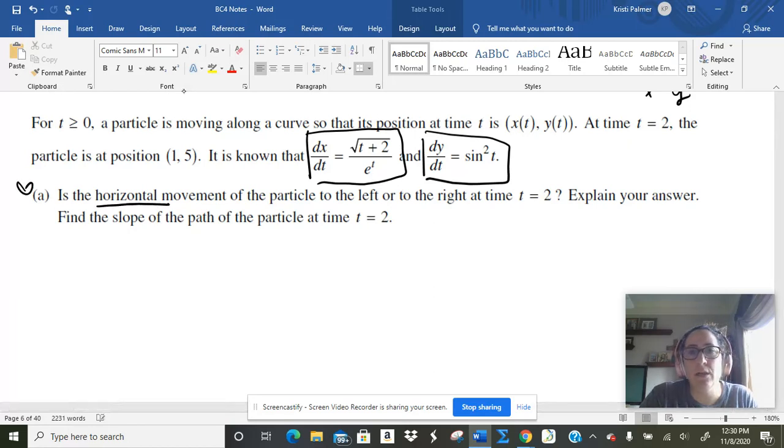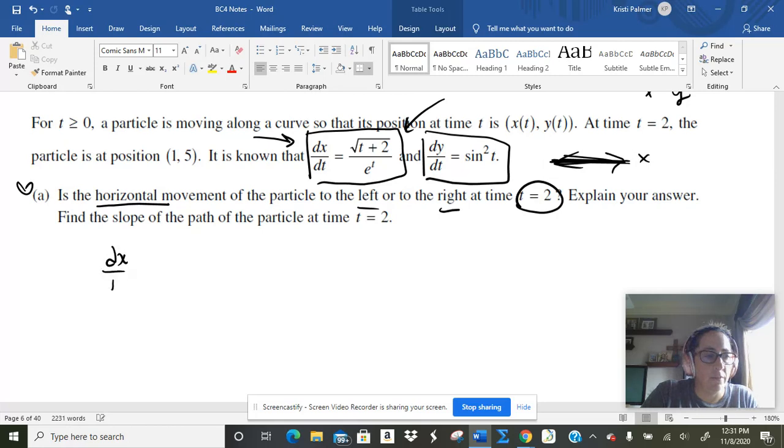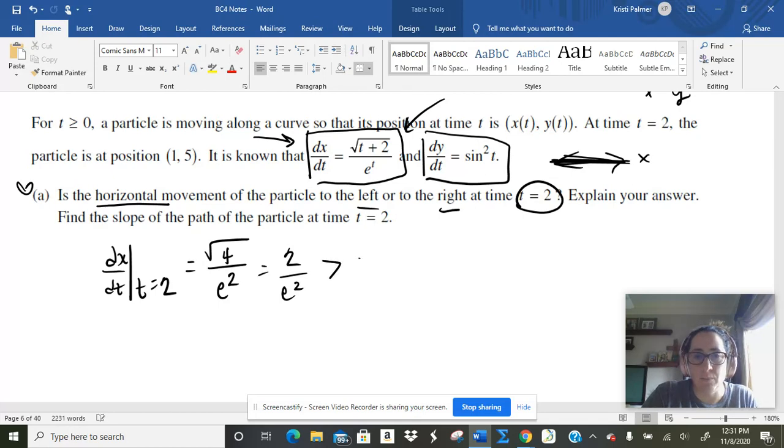Is the horizontal movement to the left or the right at t equals 2? So horizontal movement is just wanting me to focus on the x piece. So I'm going to look at that derivative of the x piece when t equals 2. So here, when I plug in a 2, I get the square root of 4 over e squared, which is 2 over e squared. And I know that this is positive over positive, so this is positive. So therefore, we are moving to the right.